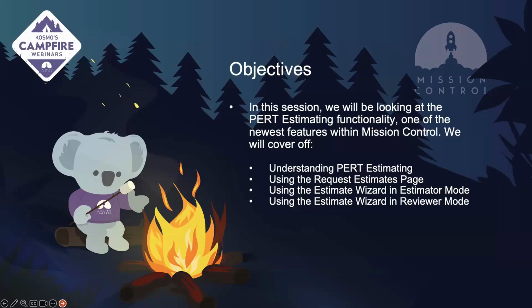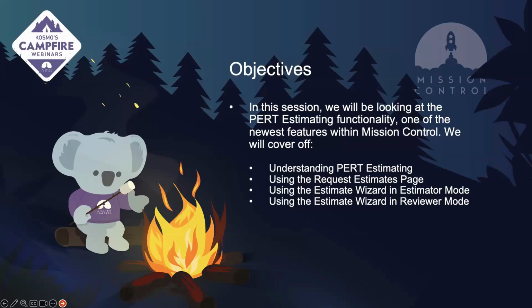Taking a look at our objectives today, in this session, we'll be looking at the PERT estimating functionality, which is one of our newest features. We'll make sure to cover understanding the PERT estimating tools, which include the request estimate lightning button and the estimate wizard lightning button as well. Within the request estimating page, we will be able to request individual estimates from each of your roles or resources that are on the project or that may be outside of the project that you're working on, but maybe you want their opinion on the workload that's coming in as well.